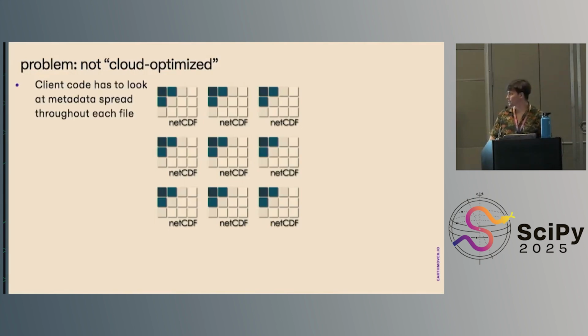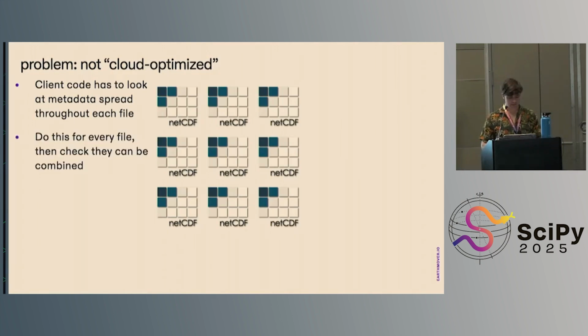What that means in practice is that a client code of a user that's trying to access this data set has to look at metadata. It has to look at not just metadata in each file, but metadata that's spread throughout the file, which on a local file system is not a big problem, but in object storage is very slow. You have to do this check for every single file, iterating over all of them, just to know that they even form a logical grid in the first place.